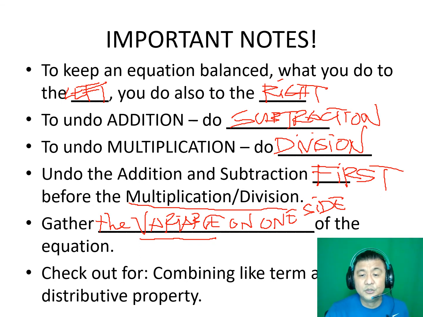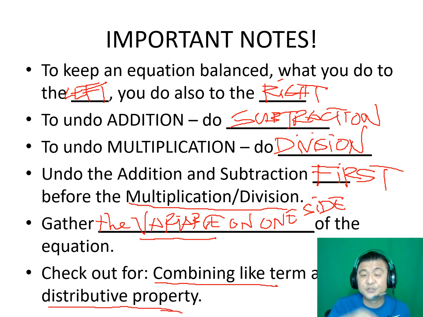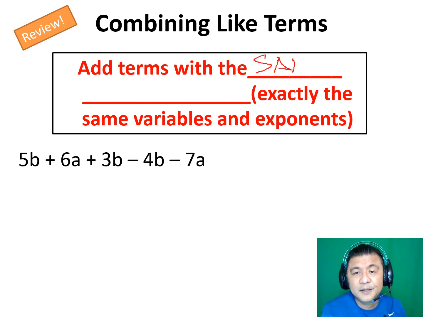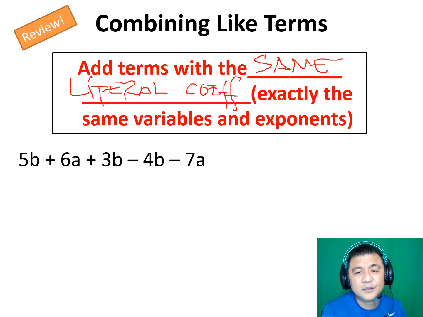Now also, you will check on combining like terms and distributive property. You have to simplify first before working on the others. All right, so basic review is combining like terms. Definitely, we studied this before. Adding terms with the same literal coefficient, okay? Exactly the same variables and exponents.